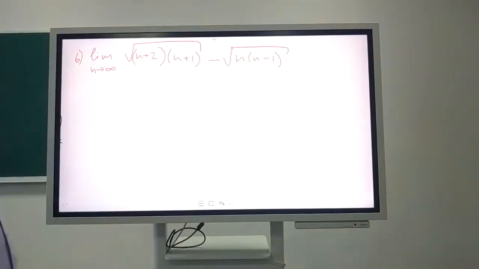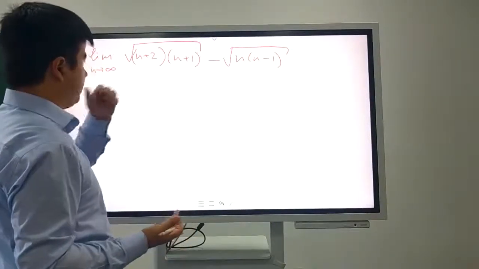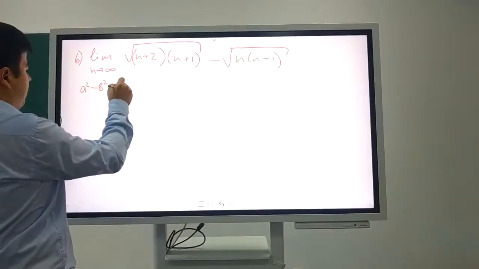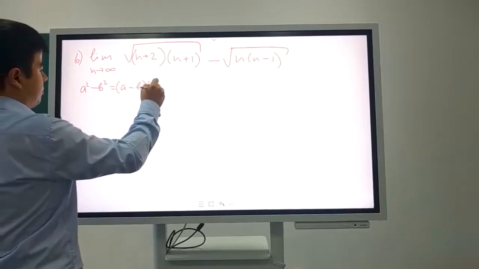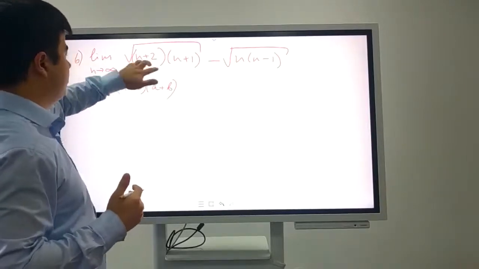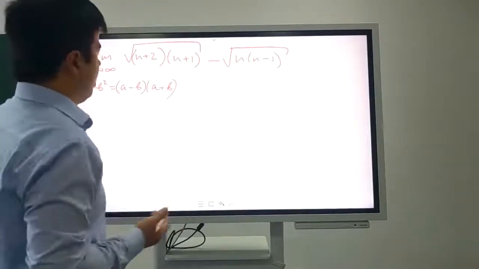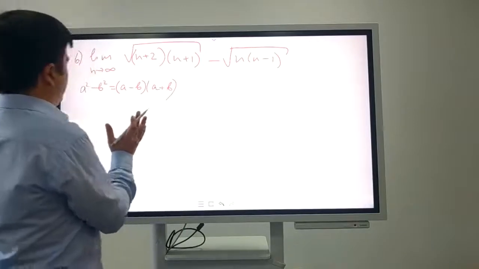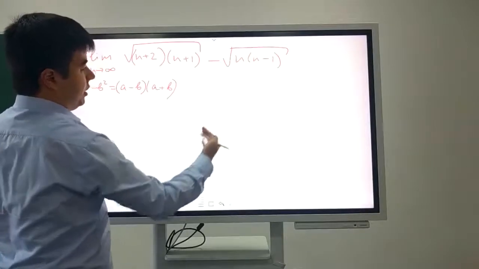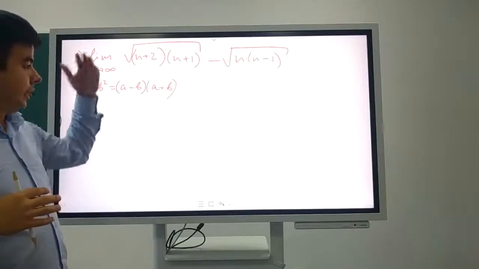To calculate this limit, again, we will use the short multiplication formula. Here we need to use a squared minus b squared. Let's remember the formula. It is a minus b and a plus b. Because we cannot calculate this limit directly. Again, here we have infinity, here we have infinity. Infinity minus infinity, this is unknown. So in this case, if we multiply by the conjugate of this expression and divide by it, we have the formula and we can compute the limit.